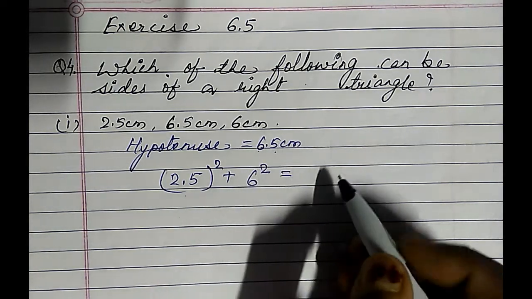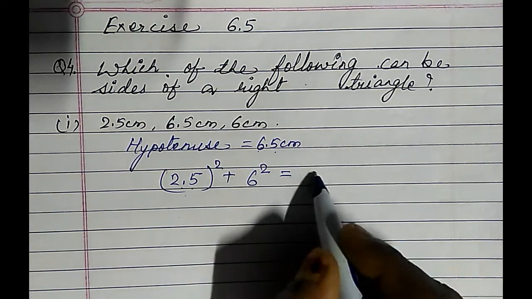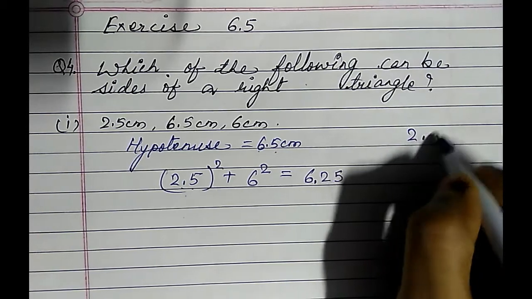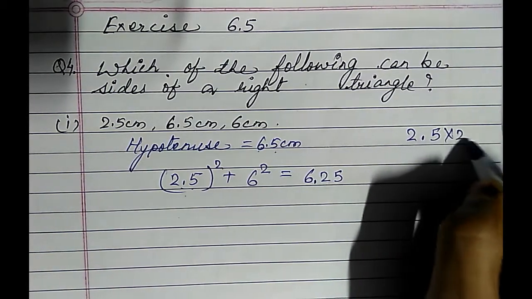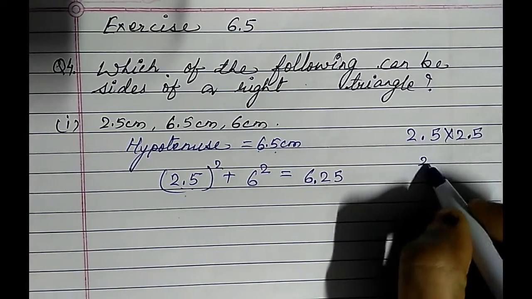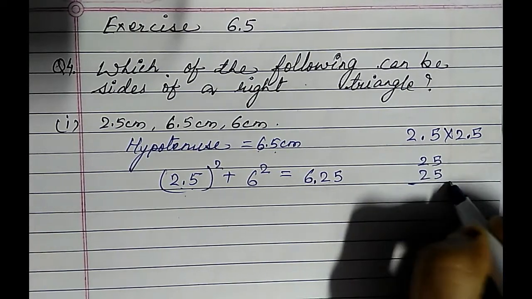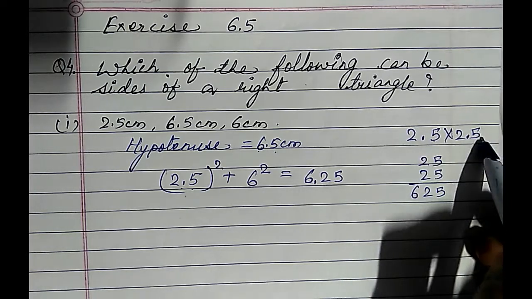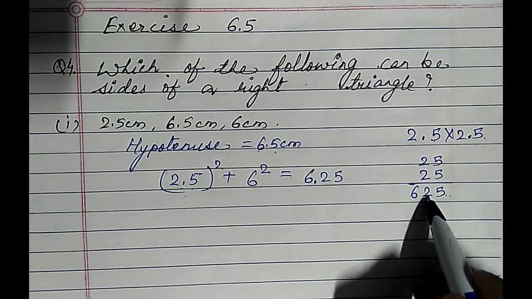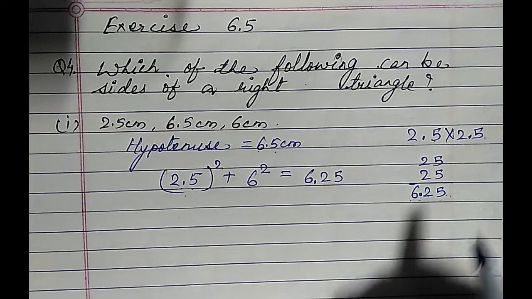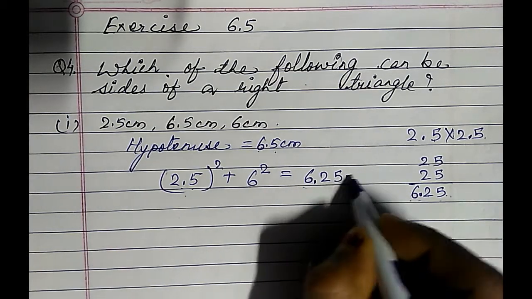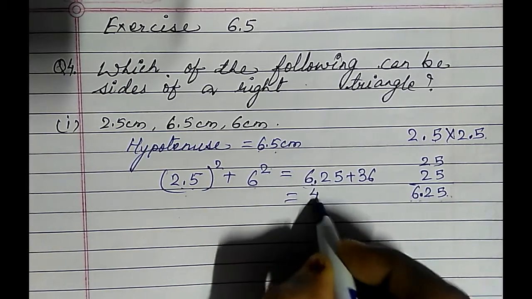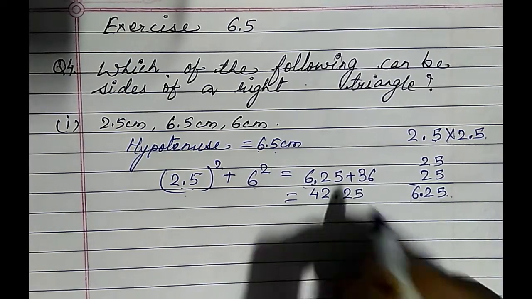So 2.5 का स्क्वायर is 6.25. How to find out? 2.5 multiply 2.5. तो मैंने सिंपल 25 into 25 किया. I get 625. Decimal places having 2 digits, so I will put the decimal just before 2 digits, and this is 6.25. Here 6 square is 36. If I add, I get it as 42.25.